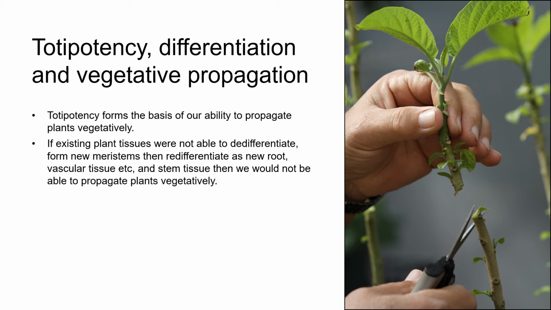If existing plant tissues weren't able to de-differentiate, then form new meristems, then redifferentiate as new root tissue, vascular tissue, and stem tissue, then we wouldn't be able to propagate plants vegetatively.